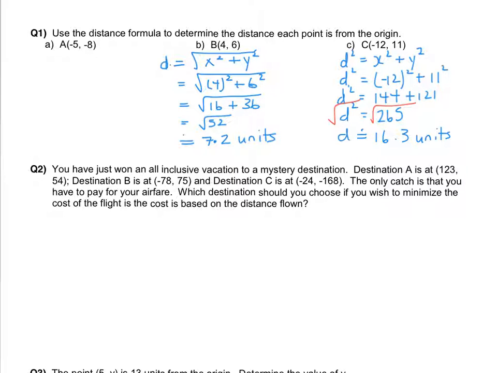You can choose to use brackets, but because they're both positive, it doesn't really matter if you use brackets here or not. You're going to get 16 plus 36, which is 52. So d is the square root of 52, and that would be units. That's our exact answer. And then approximately equal to, that's the dot above the equal sign, is approximately equal to 7.2 units.